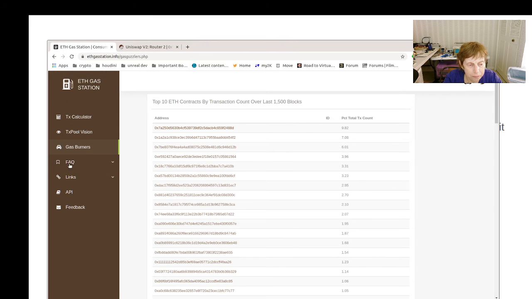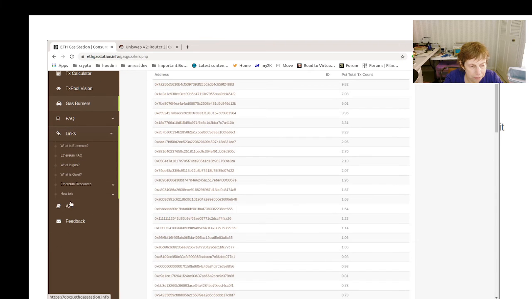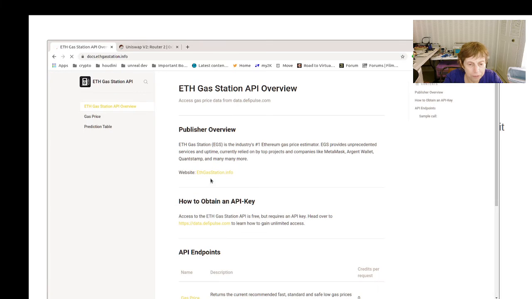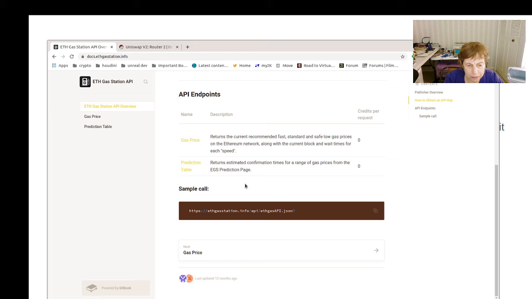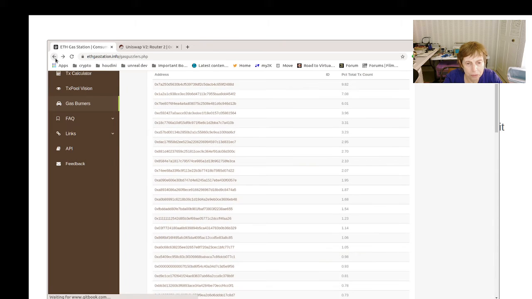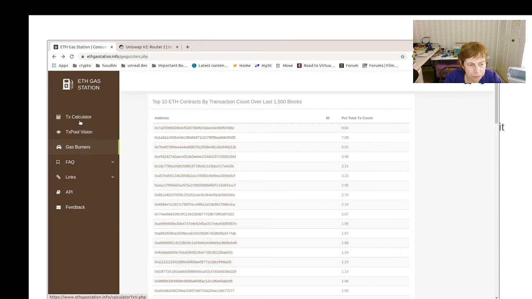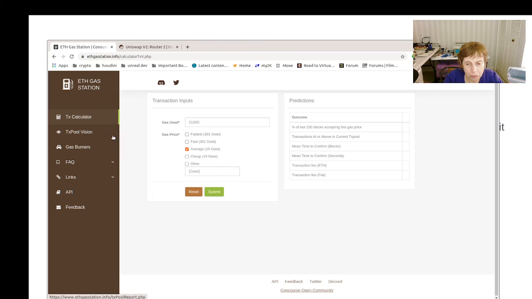and this has some FAQs, some links explaining it as an API if you want to use that, if you want to connect to this on your website, which is kind of cool. So hopefully I've given you some information that'll make your life a little easier when dealing with Ethereum.